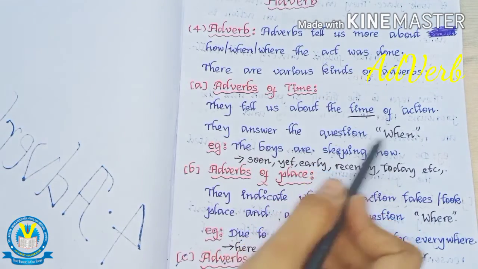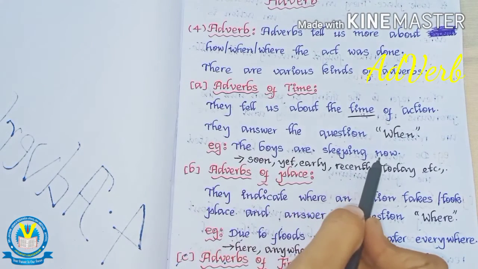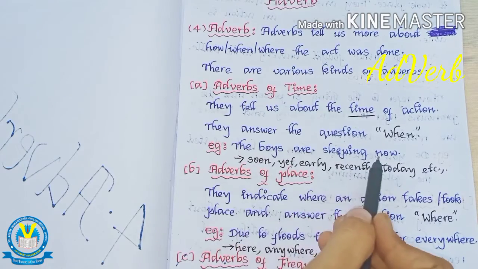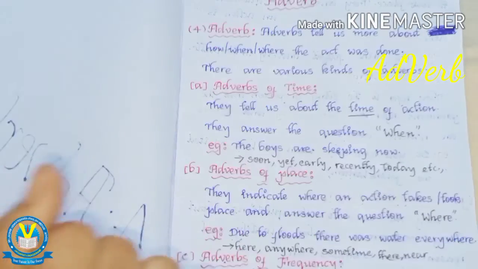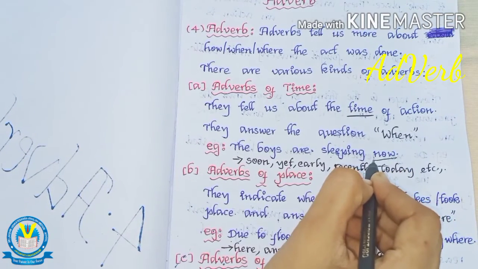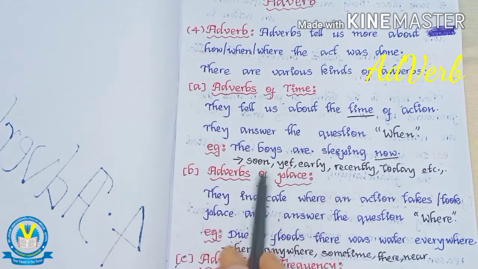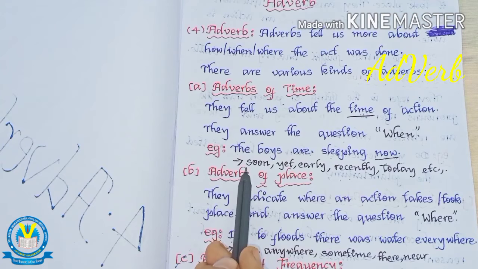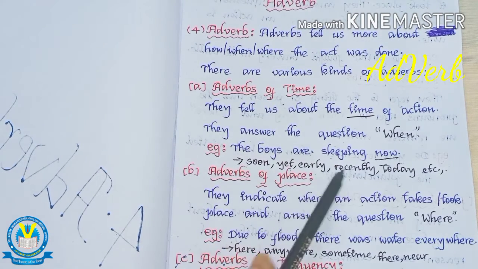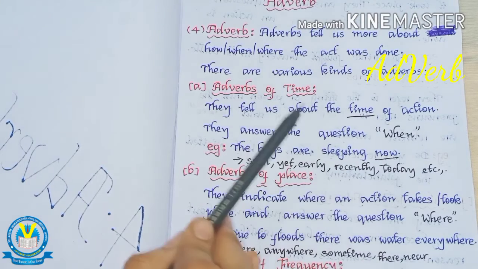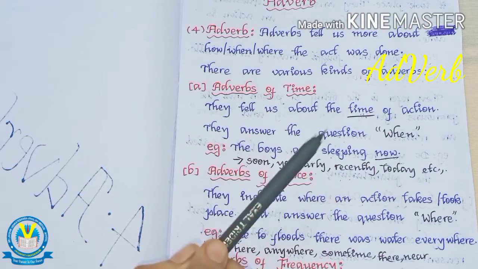So clear children? For example, we have here, the boys are sleeping now. In this sentence, which word indicates the time? Now. So here, now is the adverb, and here I have some keywords. Look clearly: soon, yet, yearly, recently, today. These are also adverbs which indicate the time. That means when.